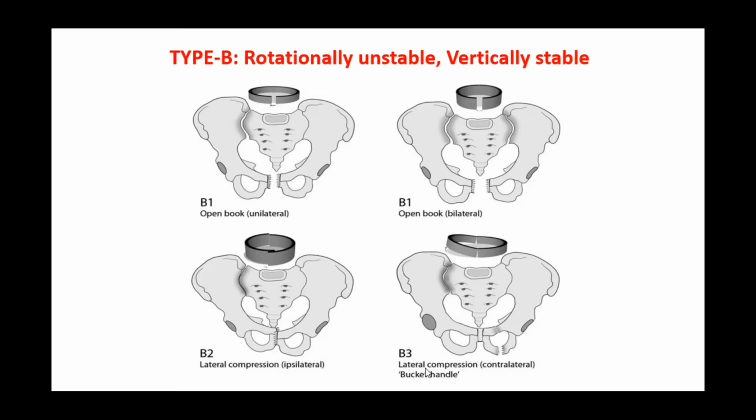Now in B3, again there is a lateral compression injury, but it is the contralateral side, opposite sides are involved. So here at the SI joint, there is no involvement of the pubic symphysis as such, but the other structures near it are affected, giving it a look of a bucket handle. Now see the ring here, it's giving a look of a bucket handle. That's why this injury is known as the bucket handle type injury.